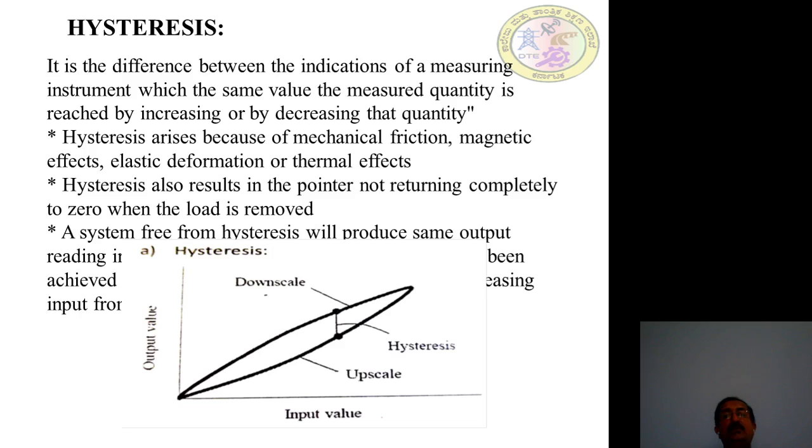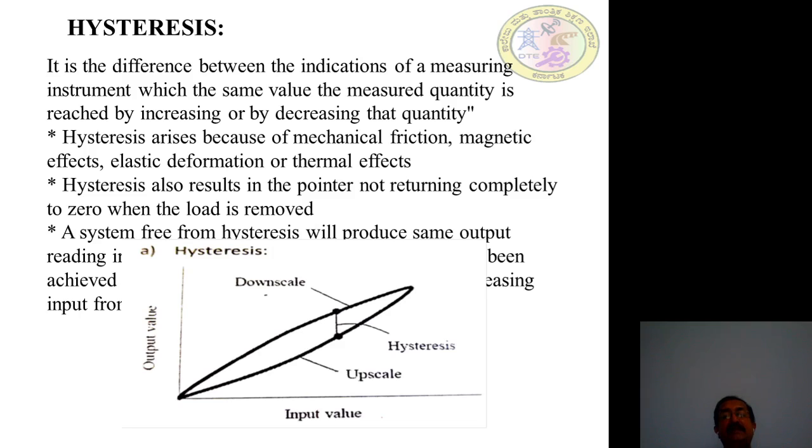So when you magnetize a ferrous metal from 0 until it reaches a particular value, while demagnetizing, the ferrous metal will not lose all the magnetism. Some amount of magnetism will remain in it. So the curve will not be perfectly linear.